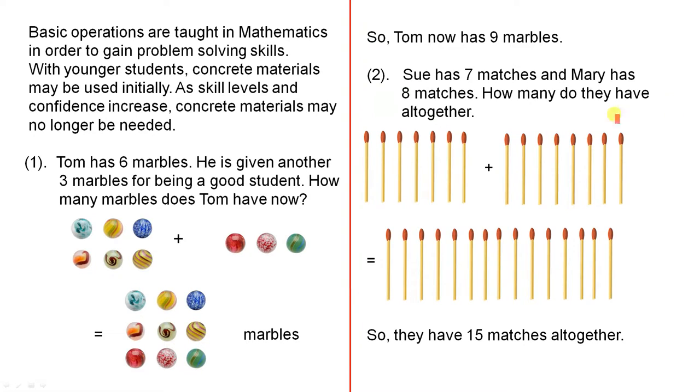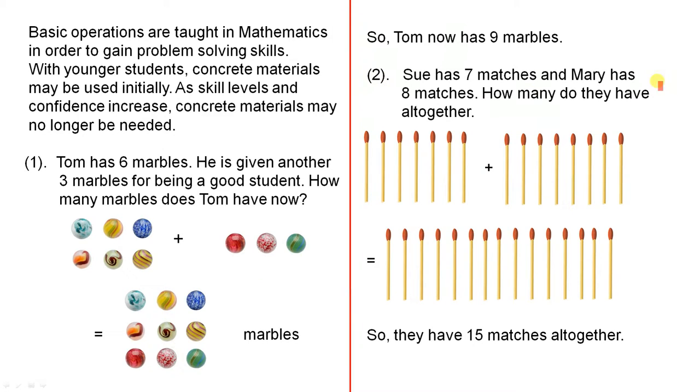Example 1. Tom has 6 marbles. He is given another 3 marbles for being a good student. How many marbles does Tom have now? So there are the initial 6 marbles. There are the 3 that he was given. And when we put those together, look what we have. 9 marbles. So Tom now has 9 marbles. So if you count that group of marbles there, you'll see there are 9 marbles.